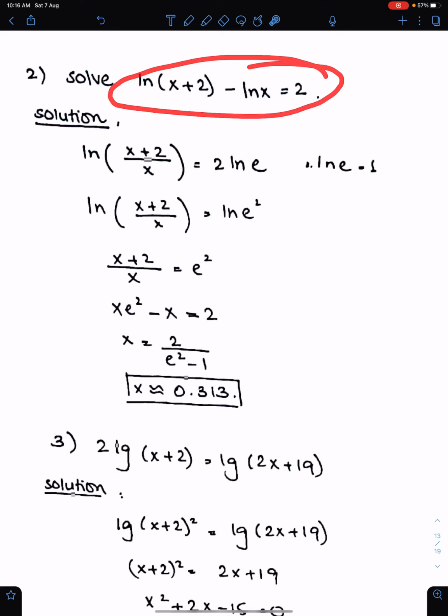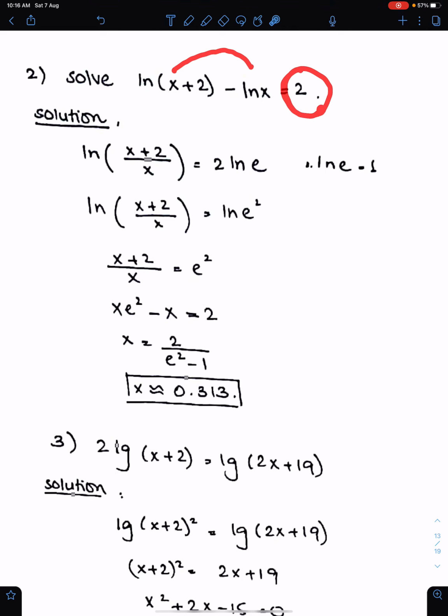Solve this equation. To solve this equation, we first need to express these two logs as a single log with the help of quotient law, and we need to convert this 2 in the form of log by multiplying ln e with this 2 because ln e is 1. So we can convert 2 by multiplying 2 with ln e. So with the help of quotient law, we have this ln of (x plus 2) upon x, and this is 2 ln e.